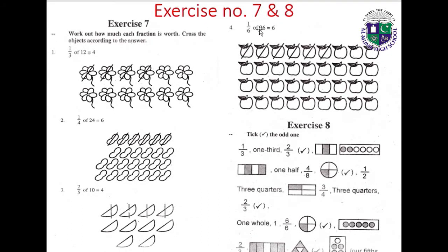And the next value, one by six of 36. One by six multiplied by 36. Six sixes are 36, six ones or 6 is your answer.